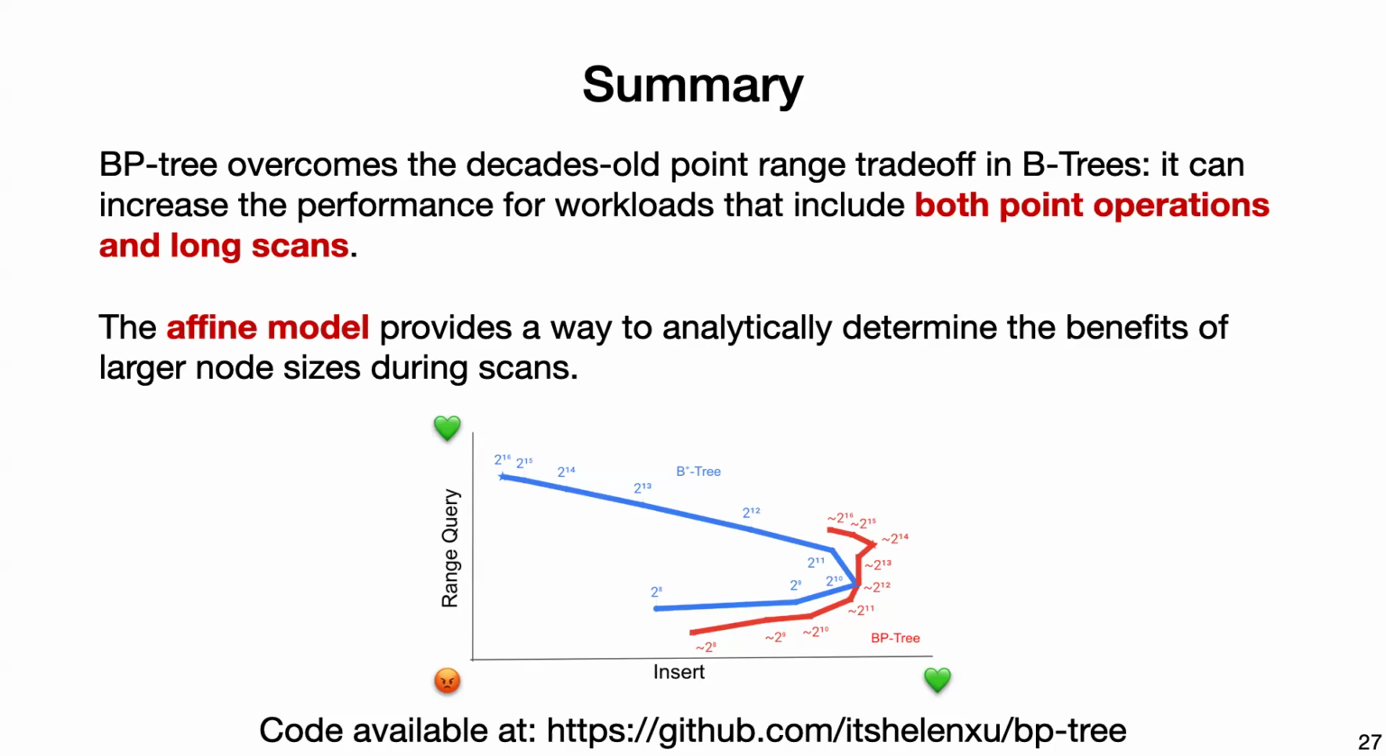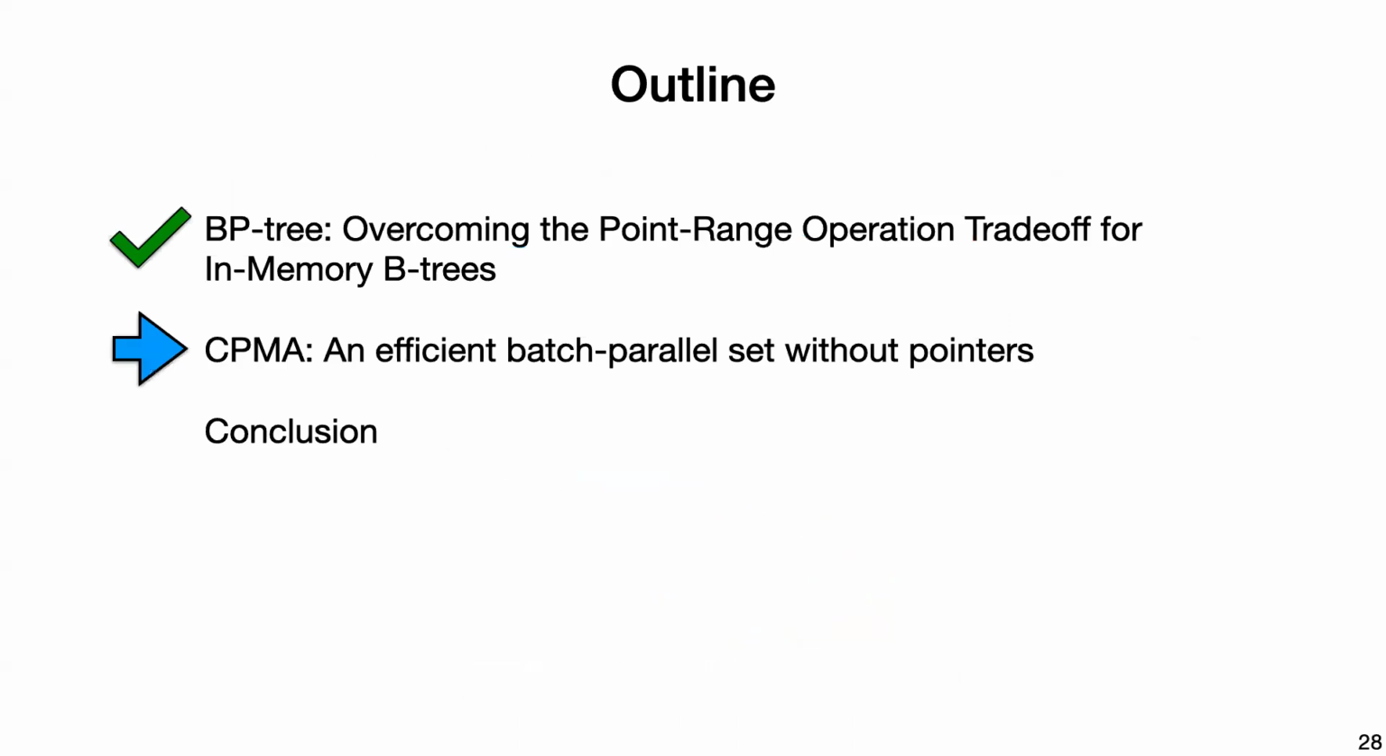Yeah, I think so. The first one is pretty straightforward. You just make the nodes bigger. I don't see a way to improve the range query without making the nodes bigger. So that's the first part. So we did BP tree, and the second part that I want to talk about is CPMA.